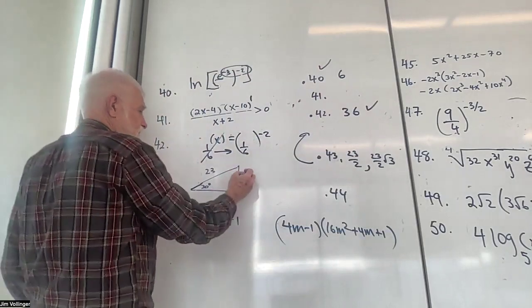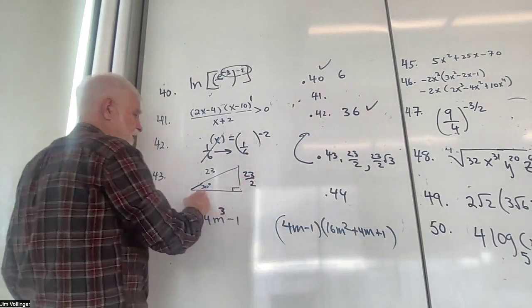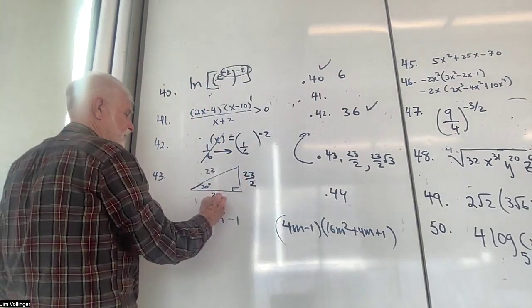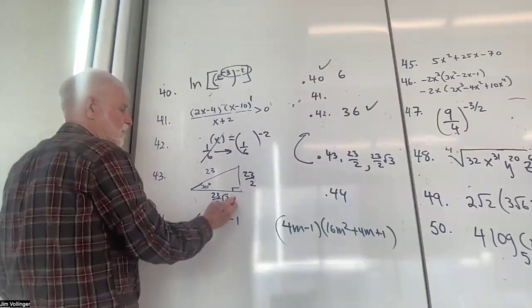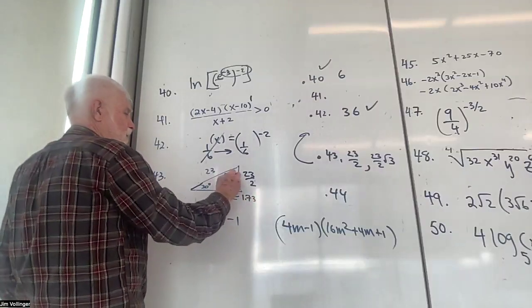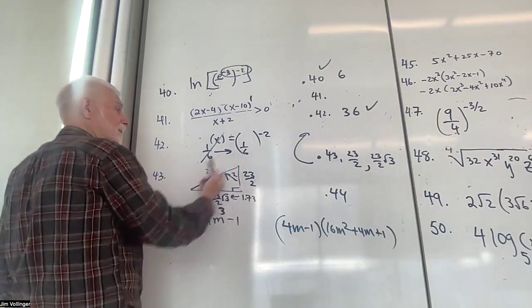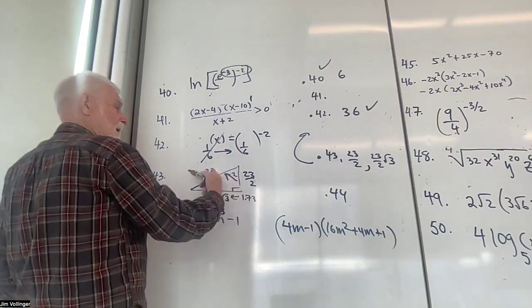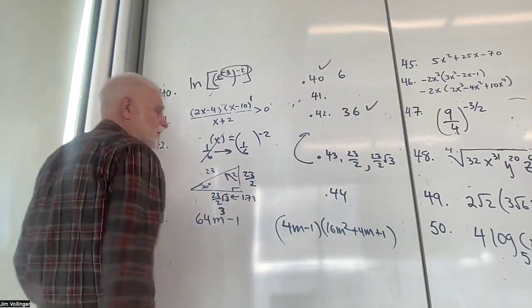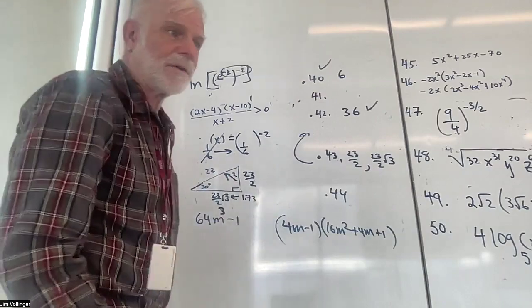Well, this is a 30-60-90. So that's half of that. And then this one is that side times root 3, which is approximately 1.73. If I double this one, that's a little bit bigger. A little bit bigger, multiplying that by 2 than multiplying that by root 3. And there's your difference of 2 cubes. Right? We've been doing tons of those.